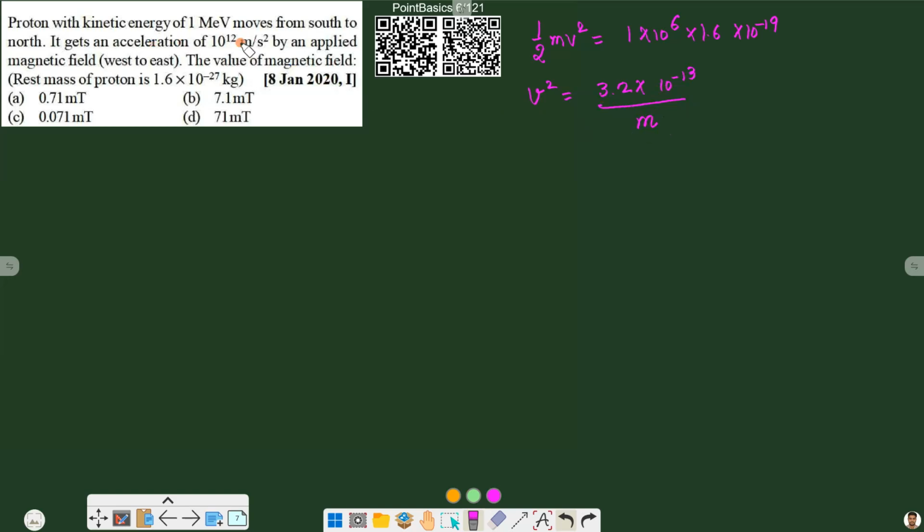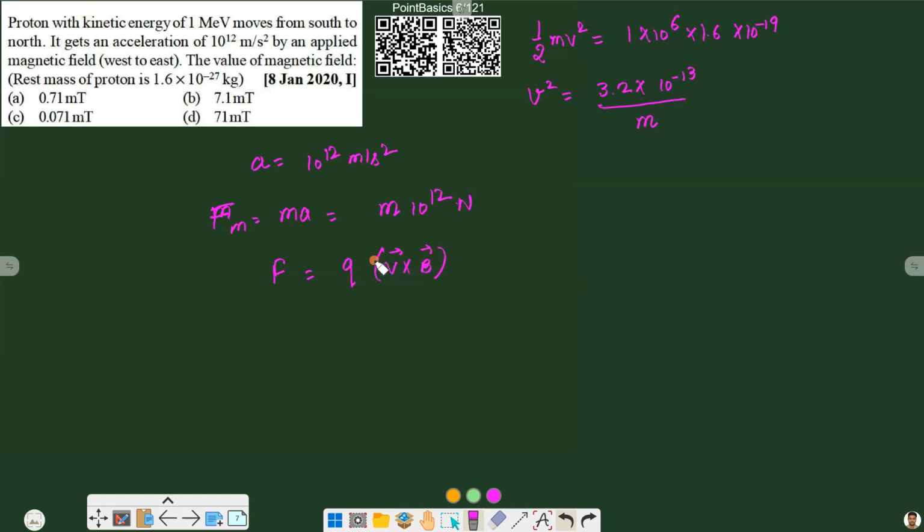Now we have an acceleration of 10 raised to power 12 due to the magnetic field. So as the acceleration is 10 raised to power 12 meter per second square, we can say that the magnetic force will be mass times acceleration. So that will be m into 10 raised to power 12 Newton. And we know the magnetic force is equal to q into v cross B.